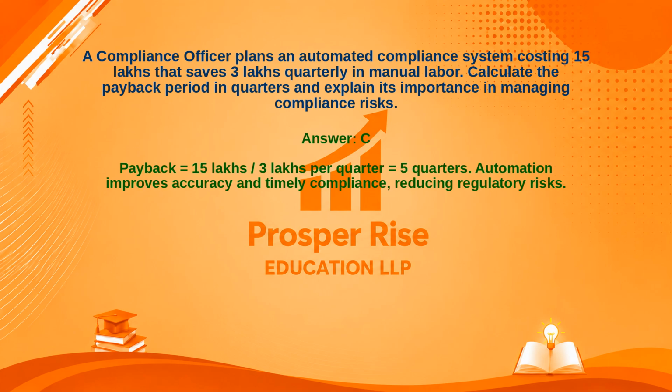Option C. Let's see why. Payback equals 15 lakhs divided by 3 lakhs per quarter equals 5 quarters. Automation improves accuracy and timely compliance, reducing regulatory risks.